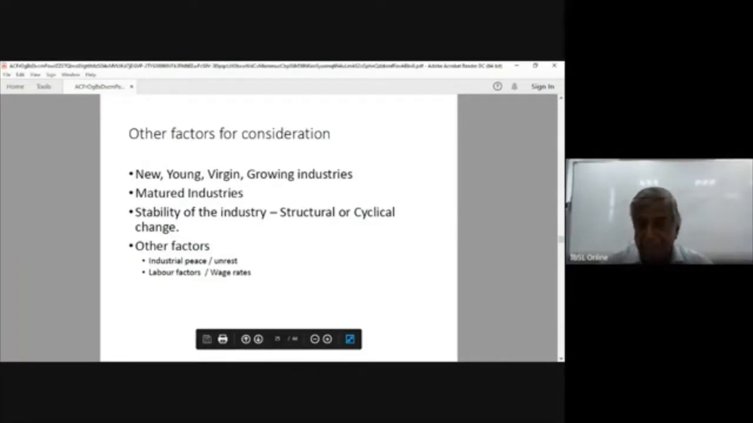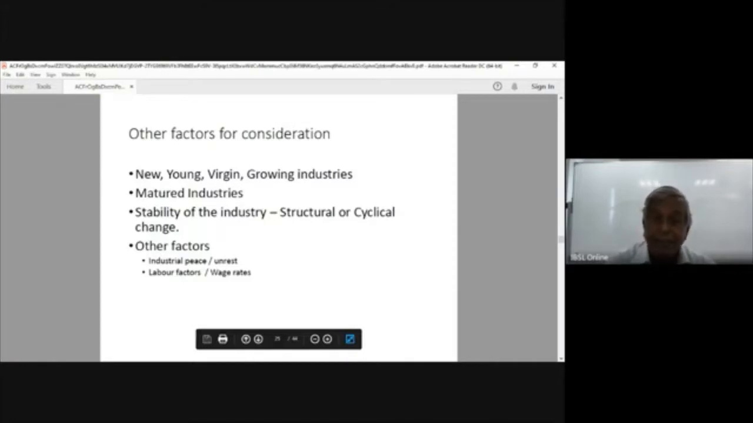The industry is now recovering. So these are the things you have to see when you do the industrial analysis. And then there are other factors, industrial peace or unrest. Certain industries always have unrest. Recently you would have seen even the teachers, the unrest, and the estate sector, always unrest. Certain sectors always have unrest. That also you must consider, whether there is industrial peace. If there is industrial peace only, the industry can flourish. If there is unrest, then no, it is a problem.